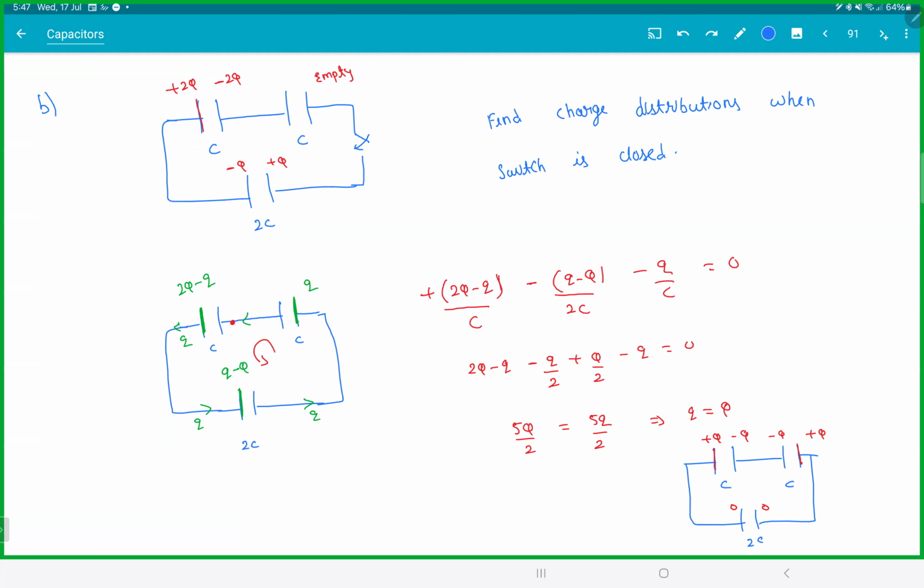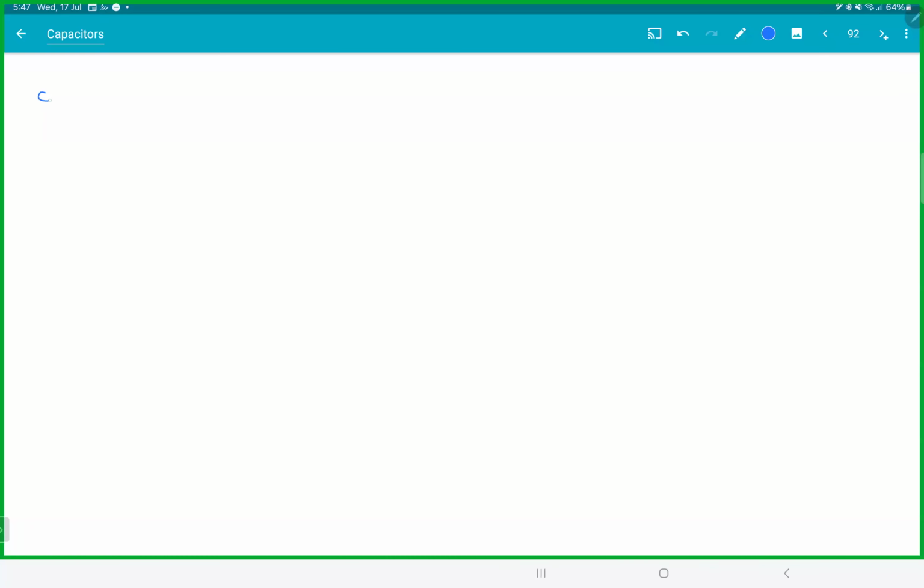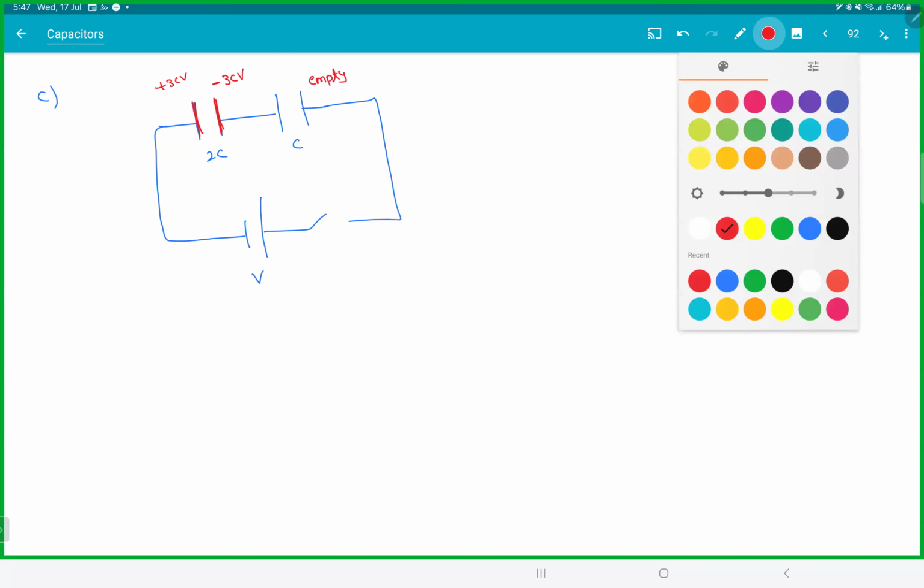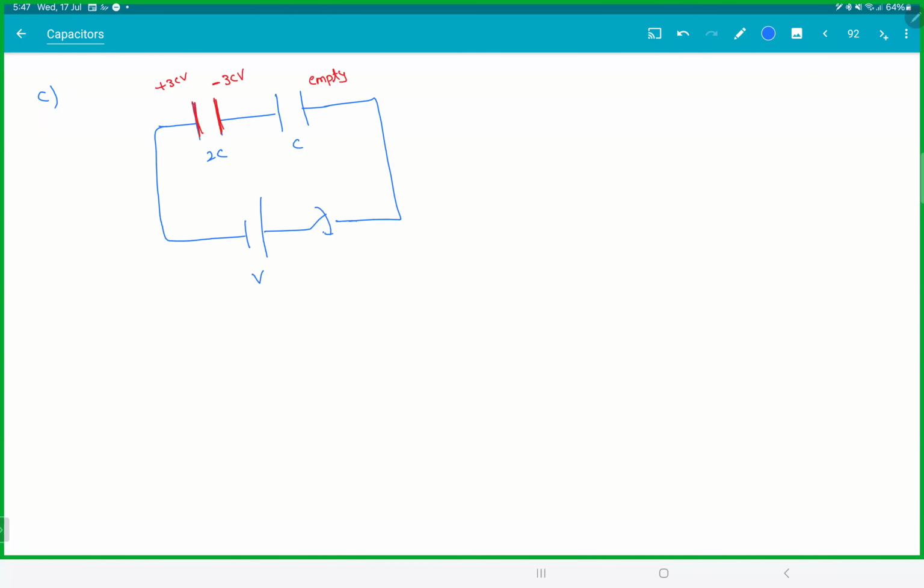Any doubts on this? Understood how we got the distribution? Start Q from one plate and start there. Let's see one more. Same question. Let's say you have a capacitor, but this time you kept a battery also. Let's say this capacitor has a charge minus 3CV, this one has charge plus 3CV, and this one is empty. Find final charges and heat produced.